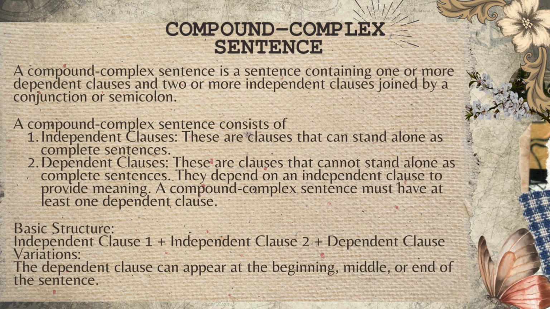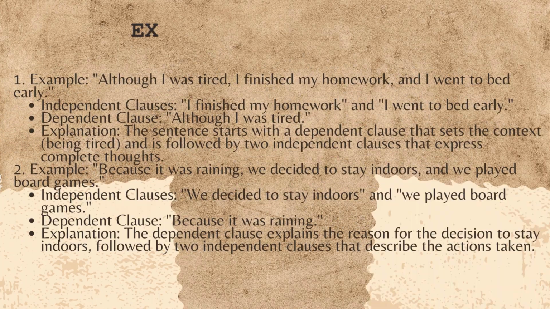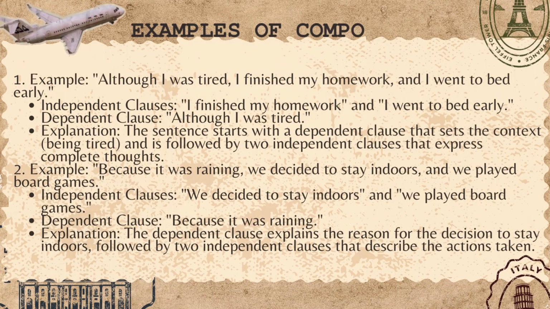Basic structure. Independent clause 1 plus independent clause 2 plus dependent clause. Variations. The dependent clause can appear at the beginning, middle, or end of the sentence. This is an example of compound complex sentences.